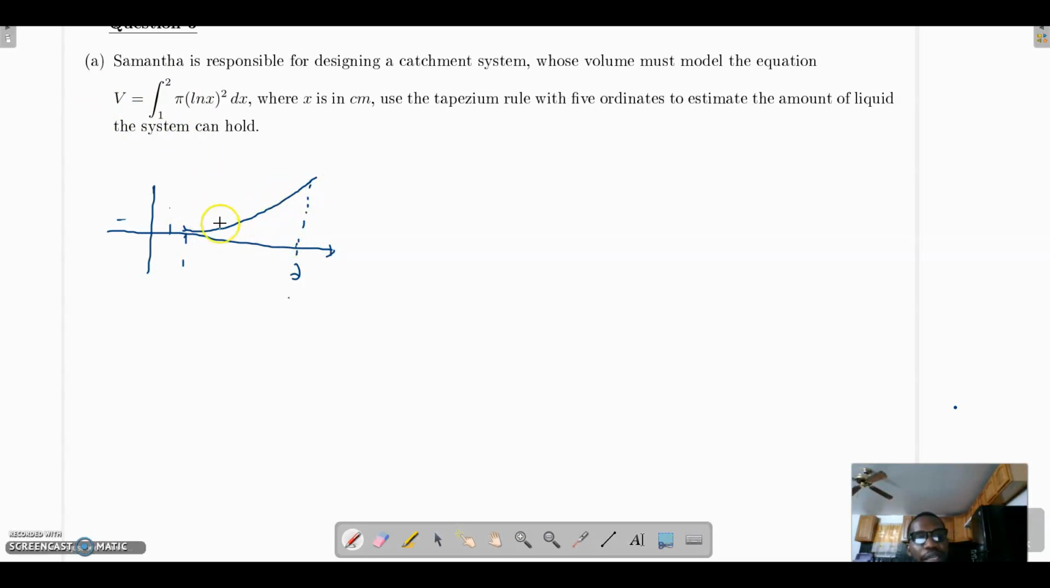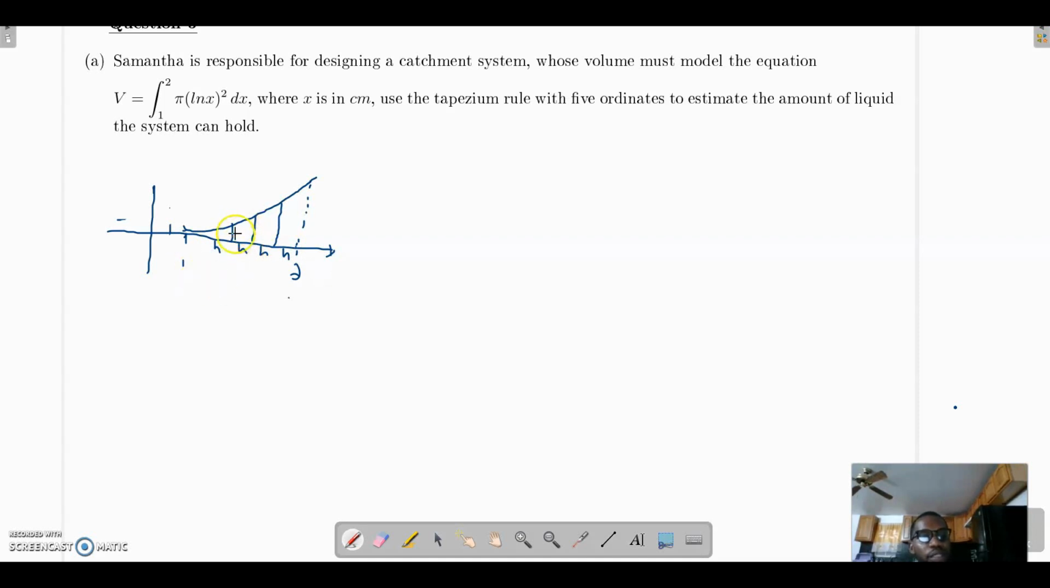Now, in order to get trapeziums out of this, we're going to need to divide this into strips. It says we're using 5 ordinates. Ordinates are the lines that you have, which means we're going to have 4 strips. So I'm going to divide this into 4 equal parts, because the distance, our base, would be the same. So this would be h, h, h, h.